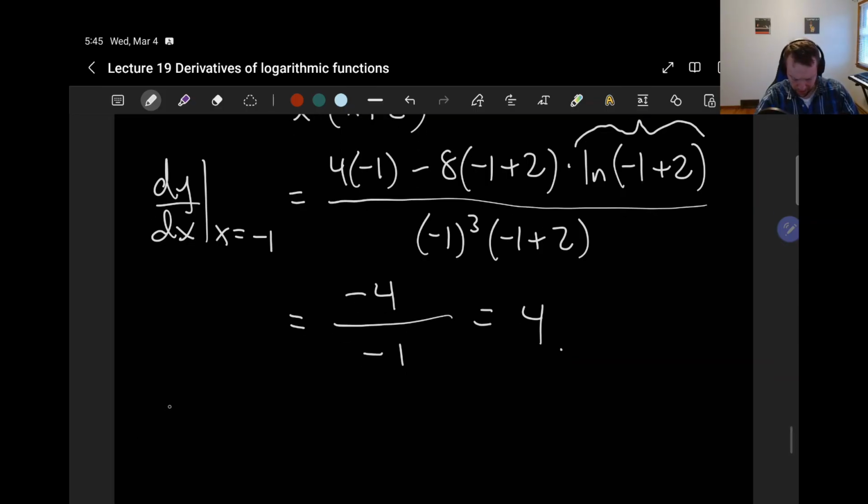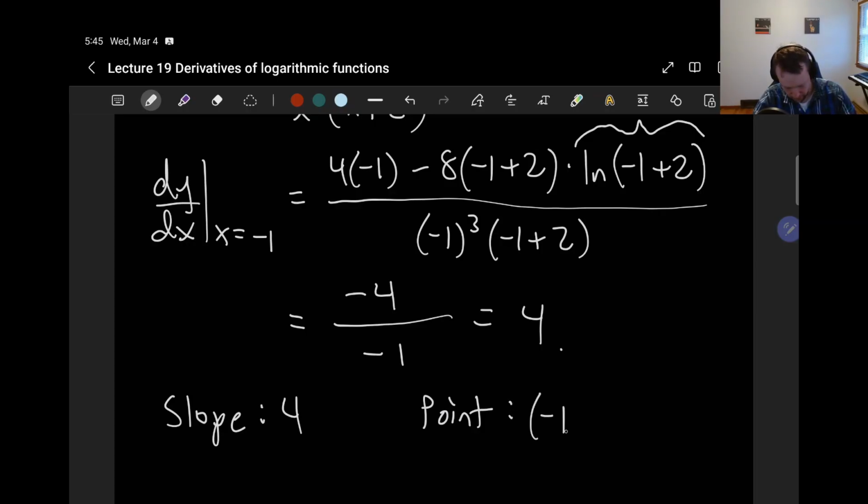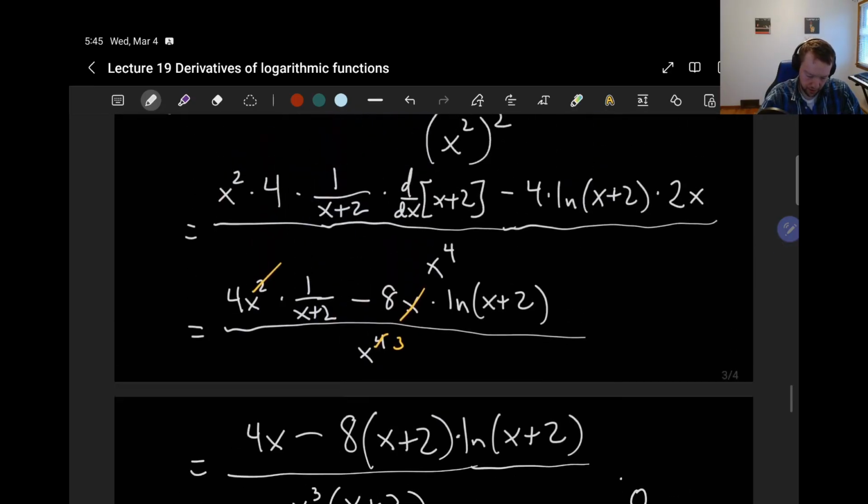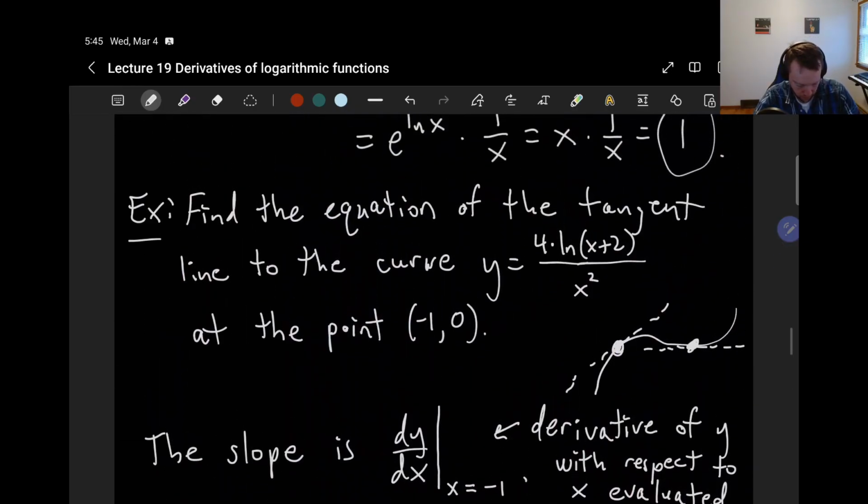Now we're almost done with this. I now have a slope of the line that's 4. And what else do I know? I know a point. We were told it's negative 1, 0. That's given in the problem. It's the point on the curve that the tangent line is at. That means it's also a point on the tangent line.